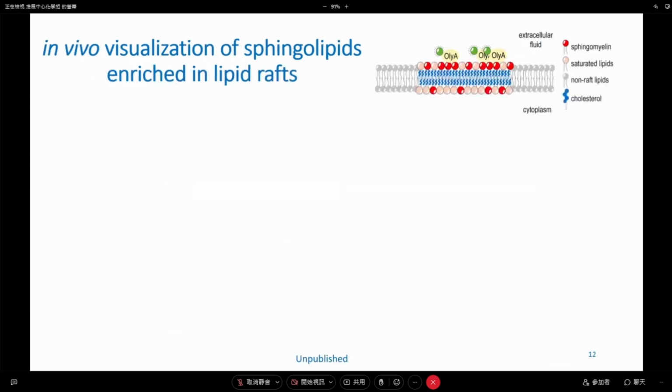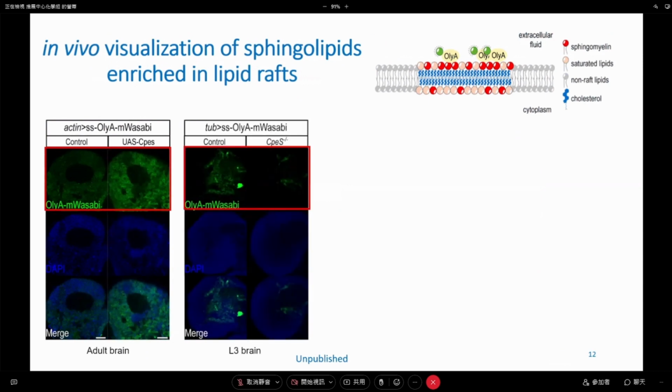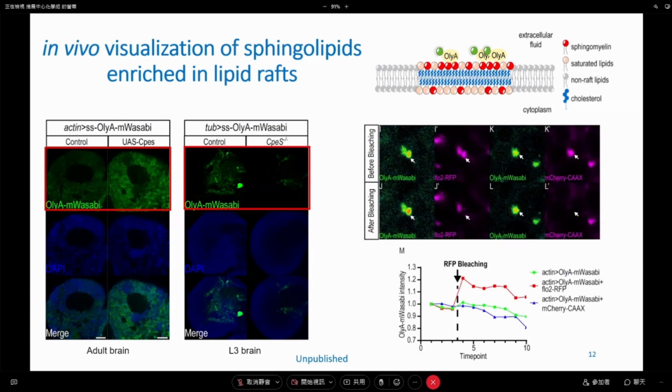The third part is to visualize the lipid. In the interest of time, I'm just going to say that this probe recognizes sphingomyelin. When we express the gene that produces sphingomyelin, the probe gets greener. We knock out the gene and the probe signal is gone. And the probe recognizes the lipid raft because it co-localizes with the lipid raft marker, and the FRET experiment showed energy transfer between the probe and the lipid raft marker.